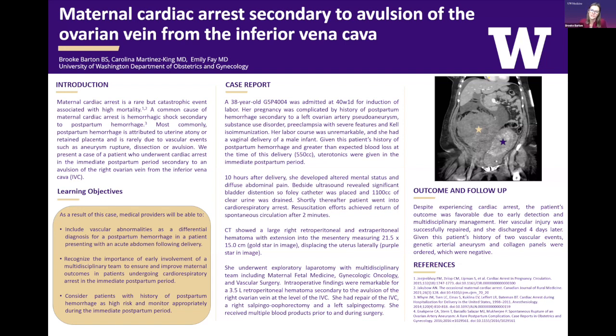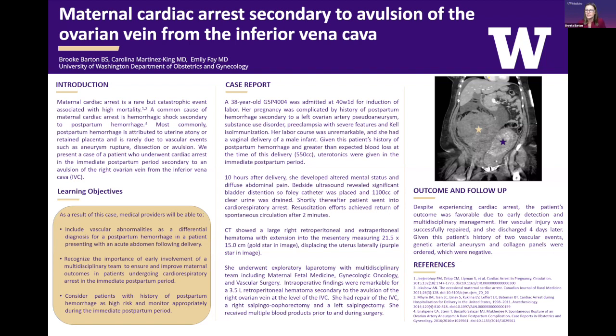So flash forward 10 hours later, she was found by nursing staff to have altered mental status and diffuse abdominal pain. Nursing staff immediately paged the OB 911 phone, and within 2 to 5 minutes, the whole OB team on call was at the bedside. Bedside ultrasound revealed significant bladder distension. They thought maybe that was the cause of her abdominal pain, so they drained it and got over a liter of clear, normal urine out. Shortly after they drained her bladder, her vital signs absolutely tanked and she went into cardiorespiratory arrest. So then they called in the code team, which included anesthesiologists, respiratory therapy, pharmacy, etc. And resuscitation efforts achieved ROSC within 2 minutes.